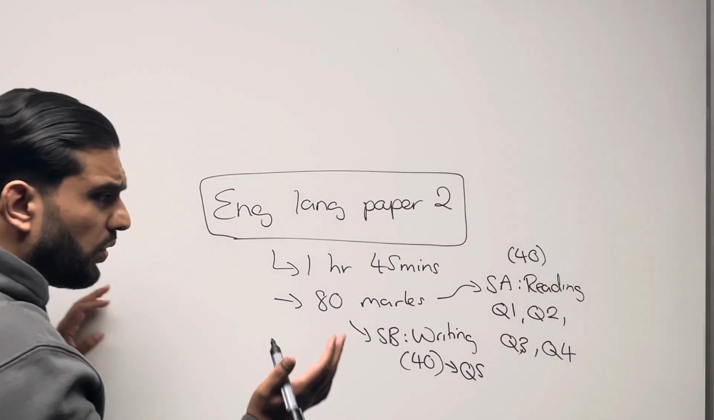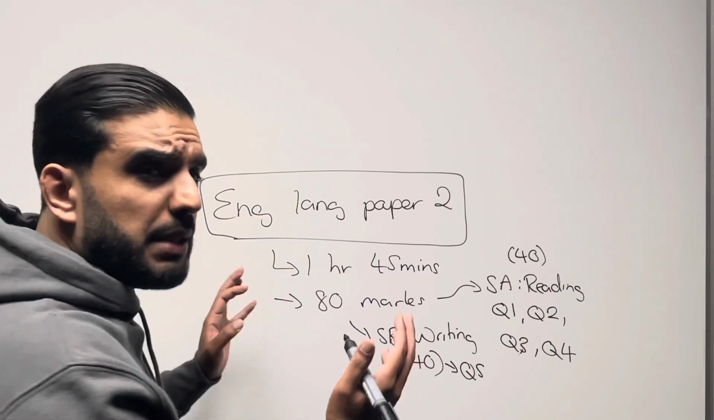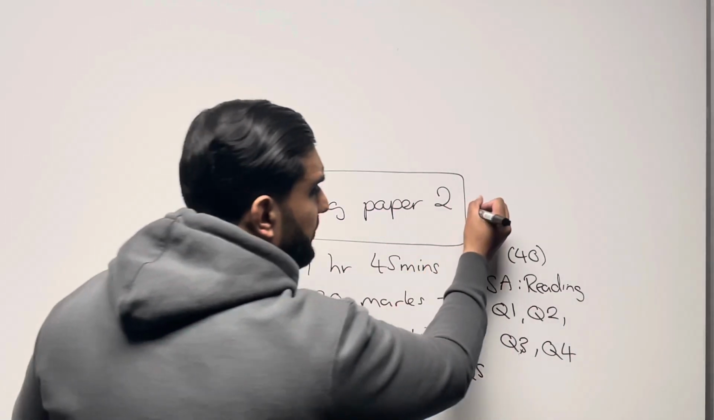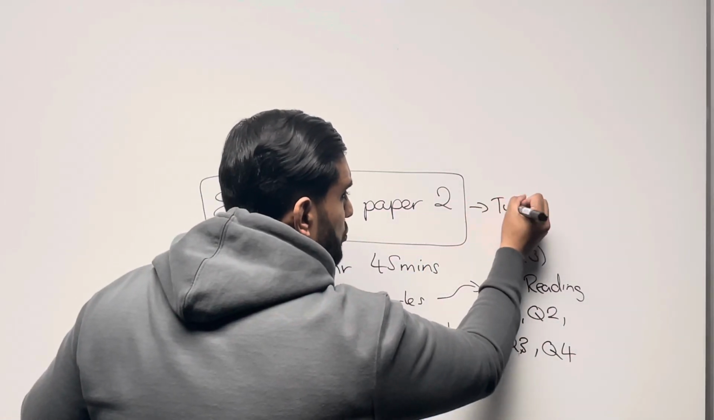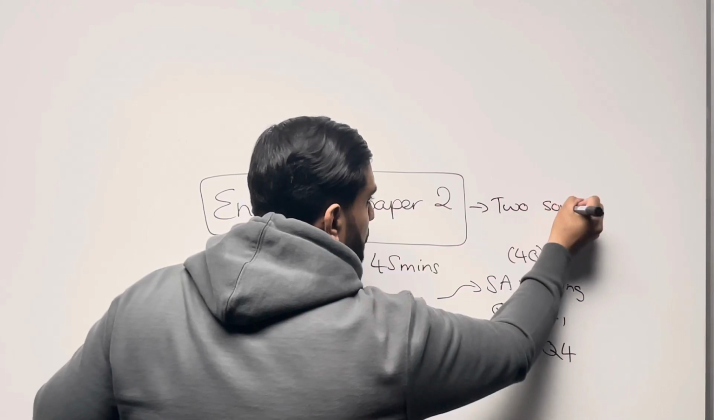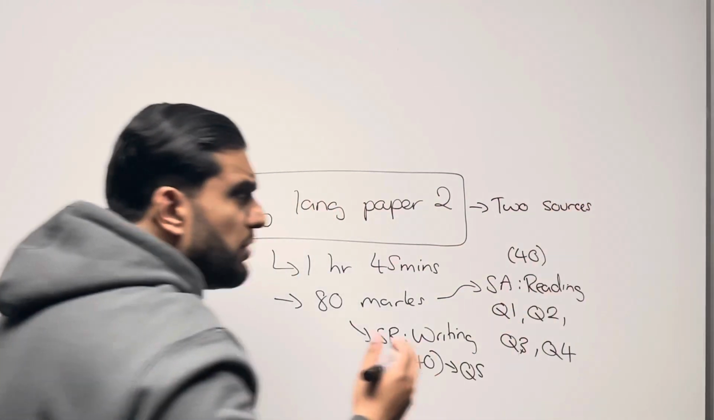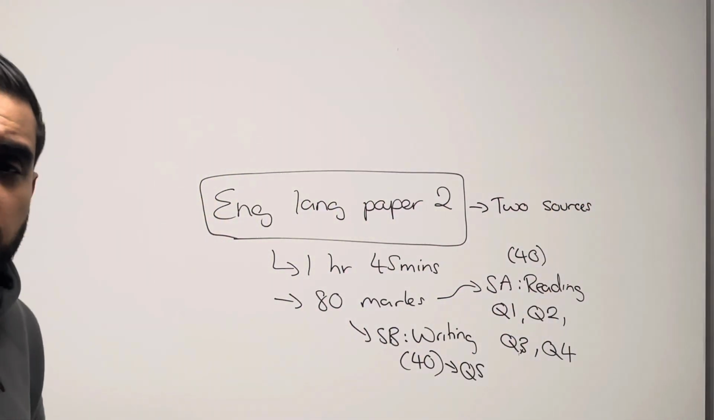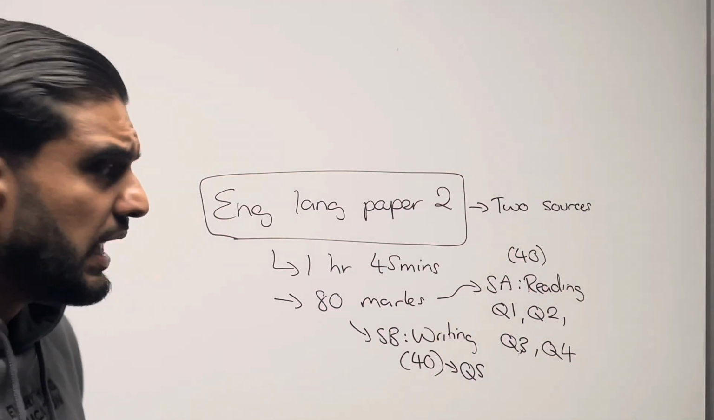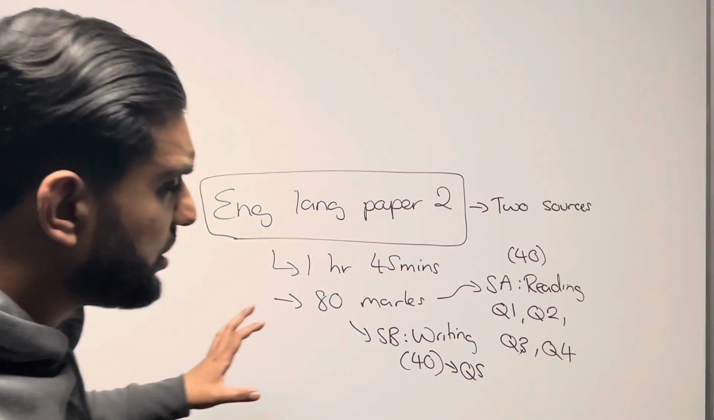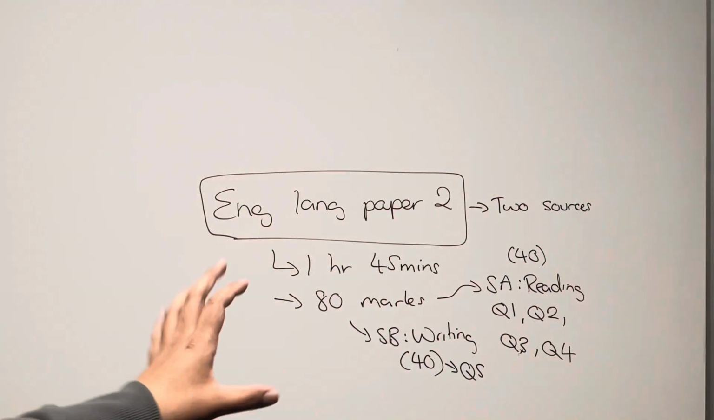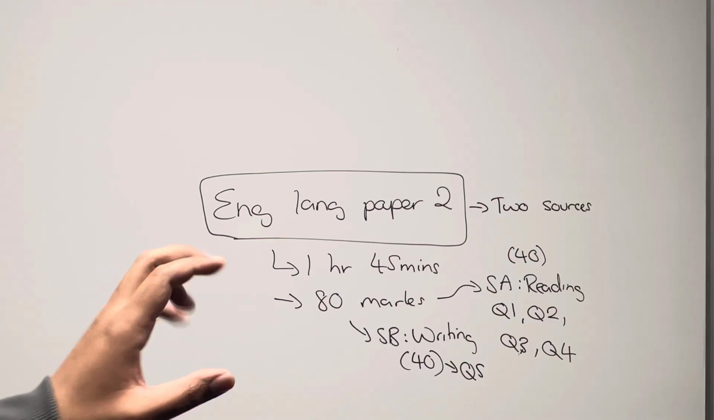Now, there's one key difference between paper 1 and paper 2: in paper 2 you are given two sources. You are given two extracts that you must look at inside of your exam. Now, how do you split your time? What do you do over the 1 hour 45 minutes in your exam?